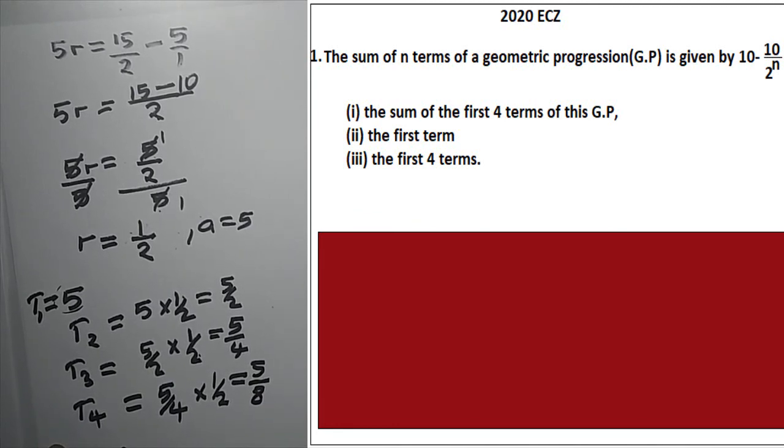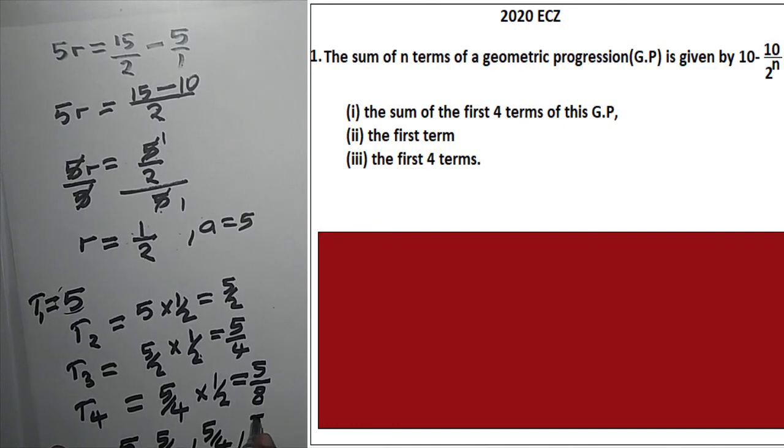And therefore, the first 4 terms are 5, which is the first term. The second term is 5 over 2. The third term is 5 over 4. And the fourth term is 5 over 8.